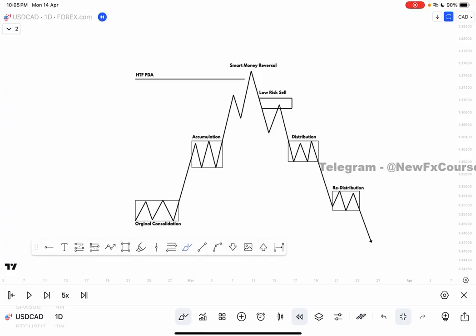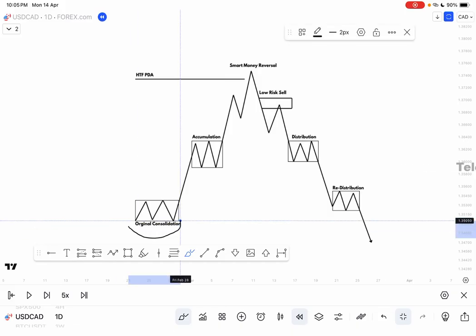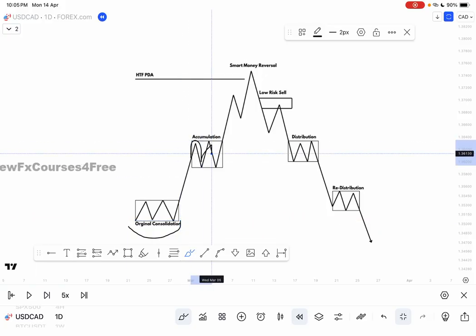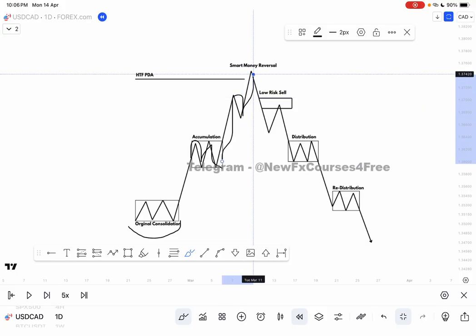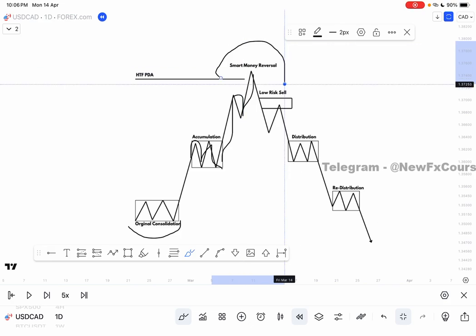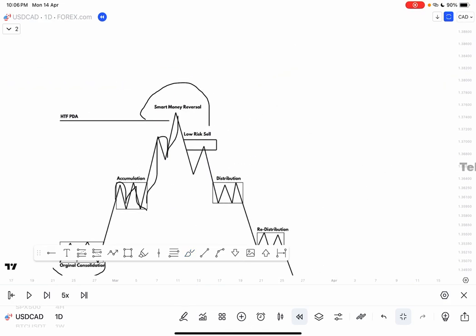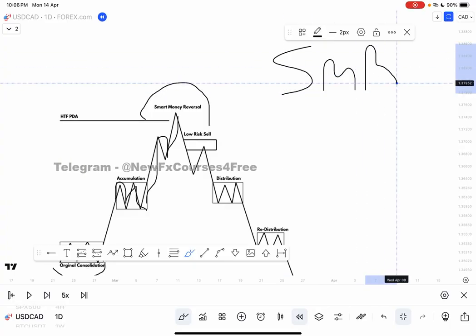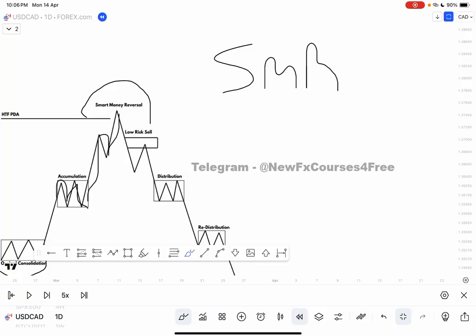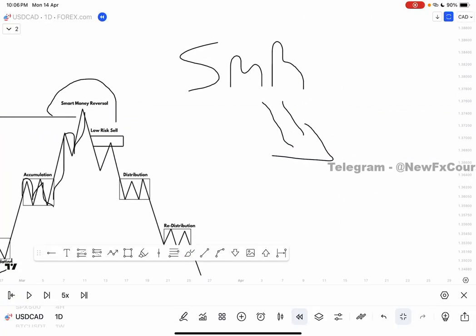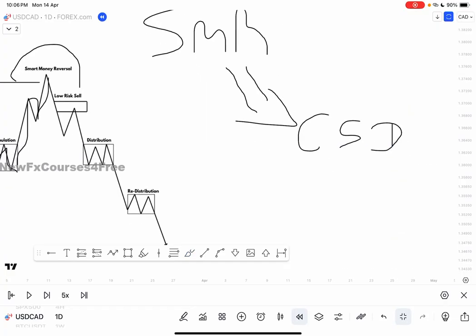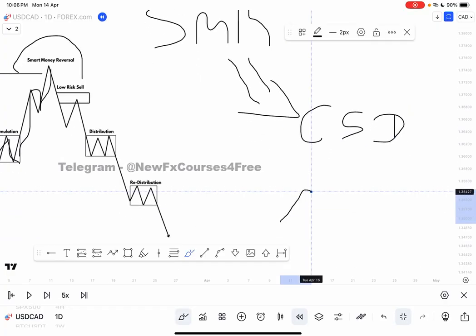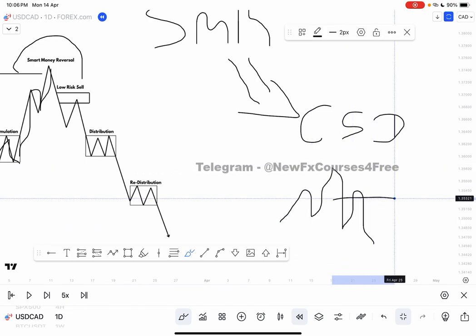The buy model starts with the original consolidation, then reaccumulation, then hit your higher time frame PDRE. You got your smart money reversal. So what actually confirms your smart money reversal? That's your SMR. What confirms this? You got a lot of things that confirm this, but one is actually your CSD, which is your change in state of delivery. That will be your order block here.